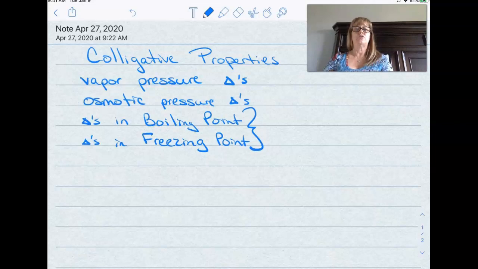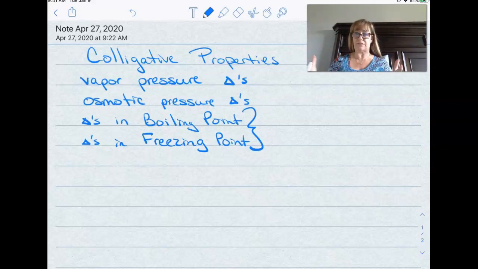Okay, so colligative properties are a phenomenon that we observe when you make a solution. So when you dissolve a substance in a liquid, you change that liquid's vapor pressure, osmotic pressure, boiling point, and freezing point. We use this in everyday life, both on the freezing and the boiling point.